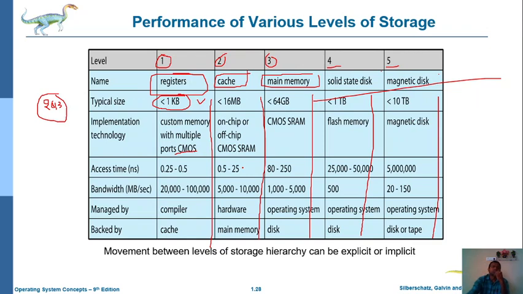So in this manner, the typical size of the cache memory is approximately 16 MB, and here the technology is also CMOS RAM, and their access time is greater than the register memory. Register memory is 0.25 to 0.5, but cache memory is 0.5 to 25 nanoseconds, main memory is 80 to 250 nanoseconds, SSD is 25,000 to 50,000 nanoseconds for accessing the data, and hard disk is 5 lakh nanoseconds.